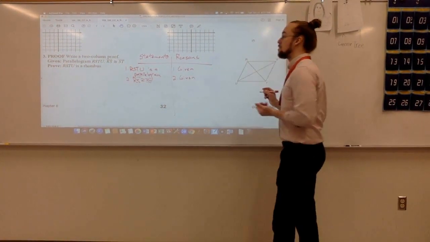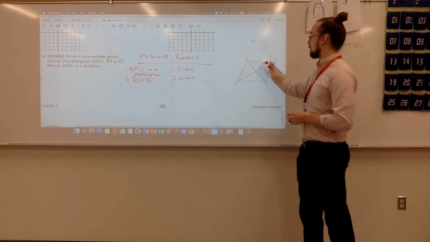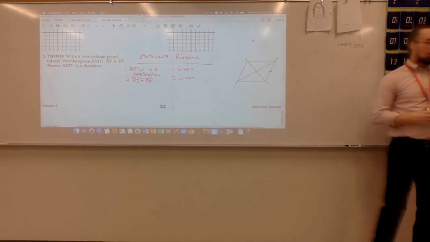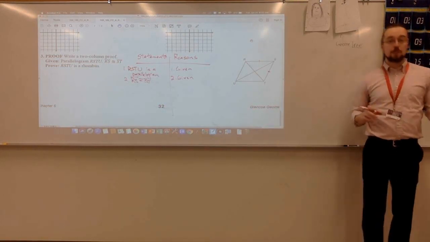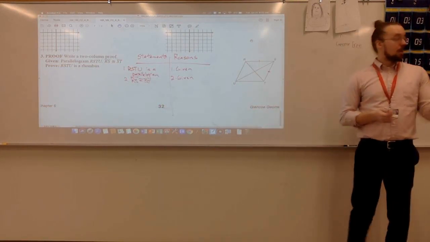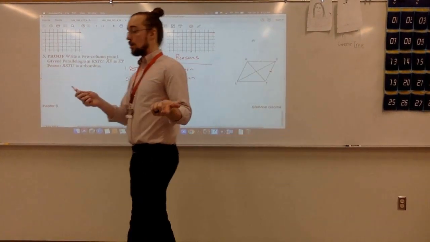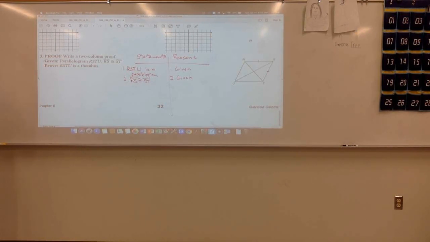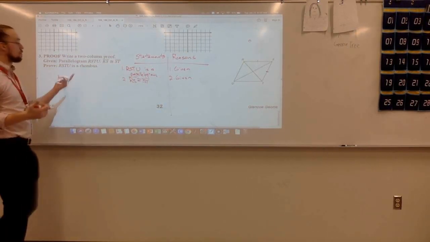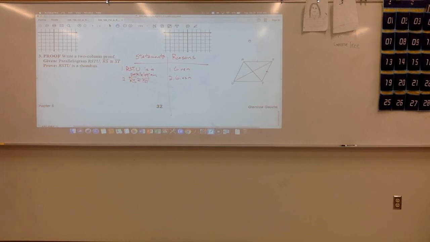Now, just knowing that this figure is a parallelogram actually gives us a lot of information. What do I know about parallelograms? Opposite sides are parallel. Opposite angles are congruent. Consecutive angles add to 180. Diagonals bisect each other. And opposite sides are congruent also. So which of those do we think would help us in this situation, if our goal is to prove that this figure is a rhombus?